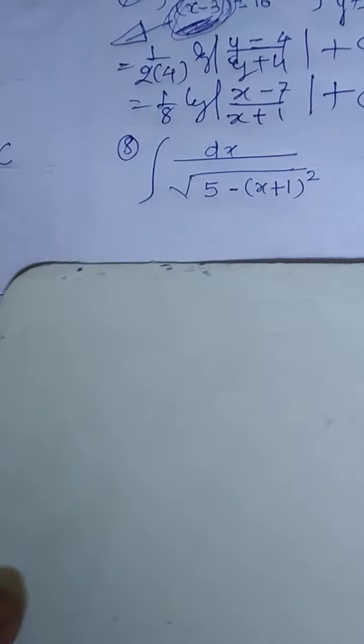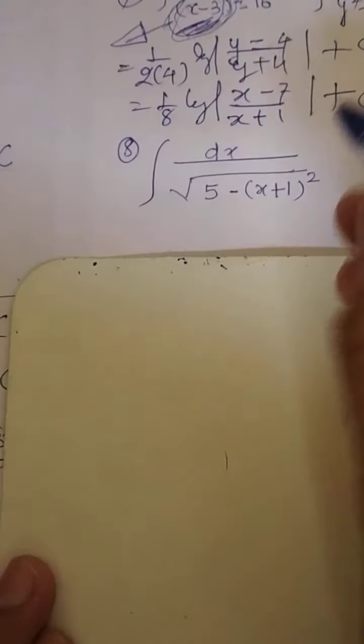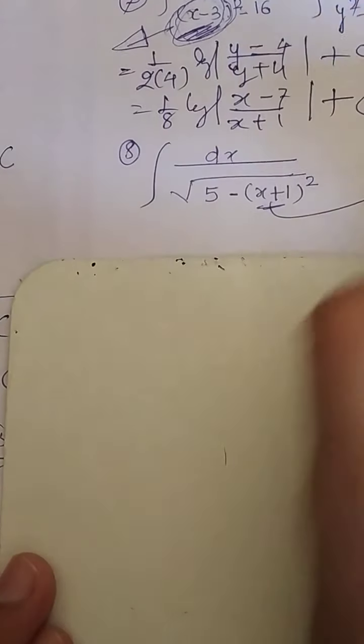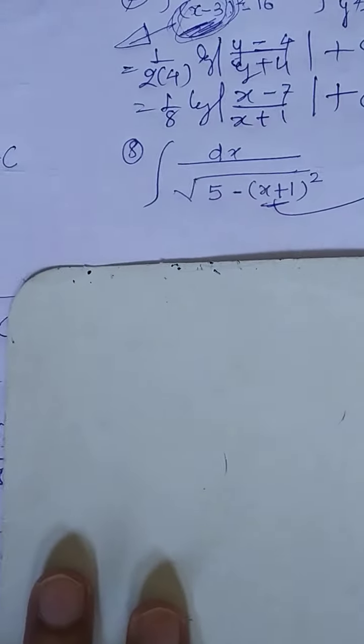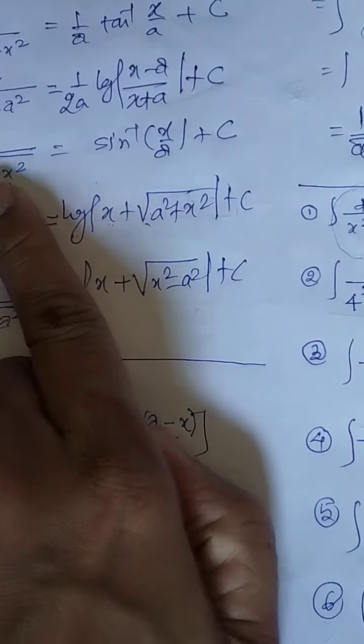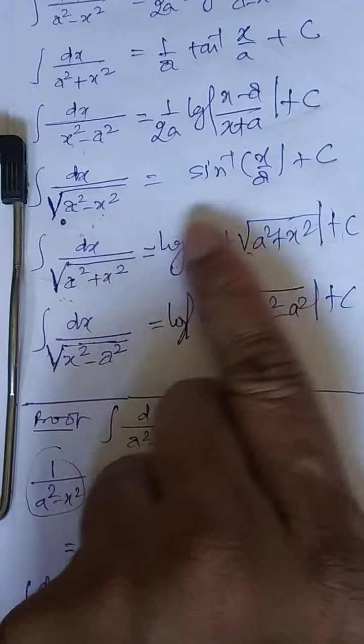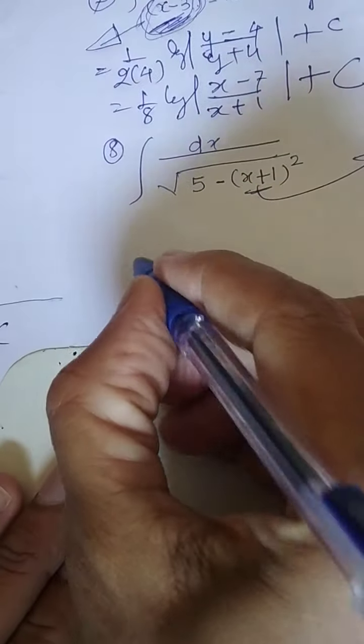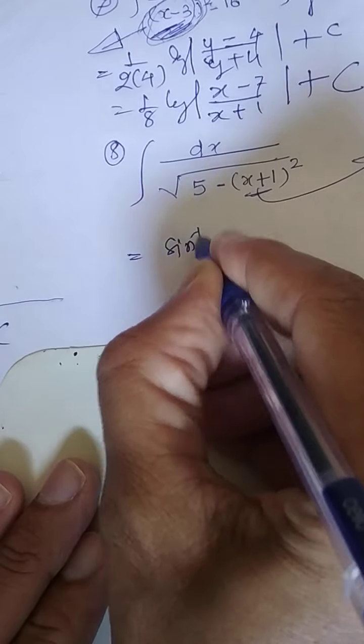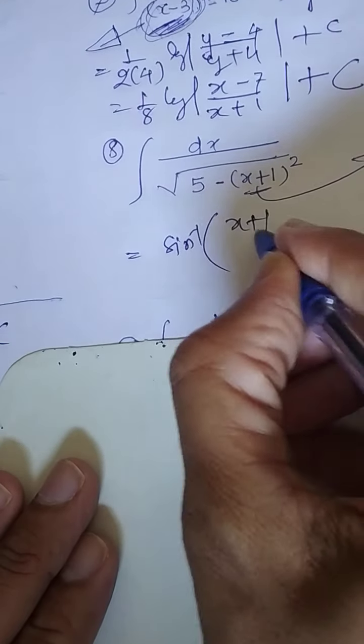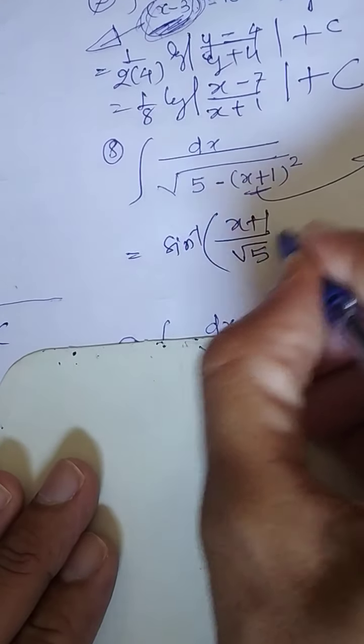Next, this is the question. Now differentiation of this is 1. Differentiation of this term is 1. So you can apply the formula. What is the formula? A square minus x square. This is the formula to be used. Sin inverse x by a. Now in this question, the answer is sin inverse x means now x plus 1 by a means root 5.